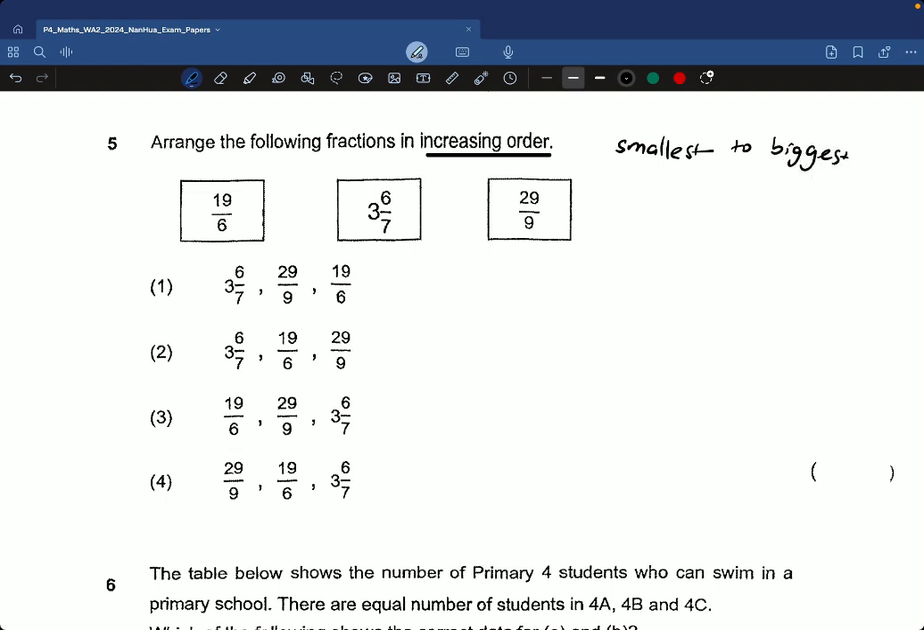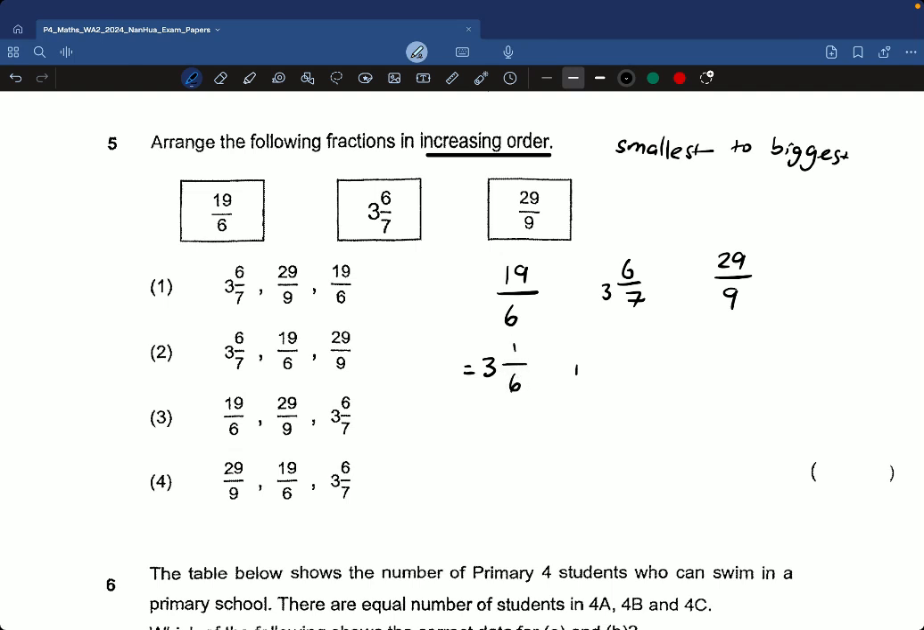So we have these fractions: 19 over 6, then 3 and 6 out of 7, and lastly 29 over 9. Since the other two fractions are improper fractions, with numerators more than their denominators, we're going to make them into mixed numbers. For 19 over 6, if we divide it, it will be 3, because 18, and 1 over 6.